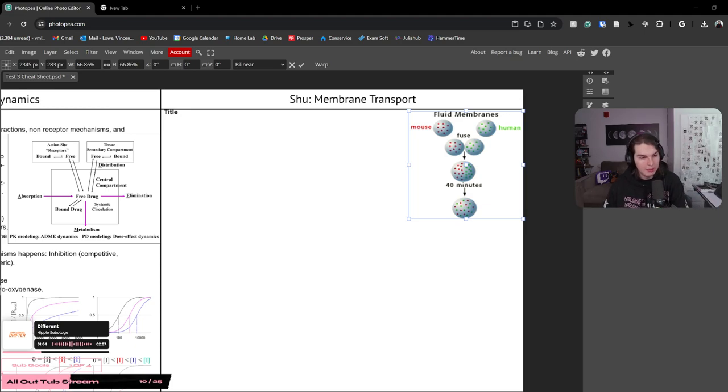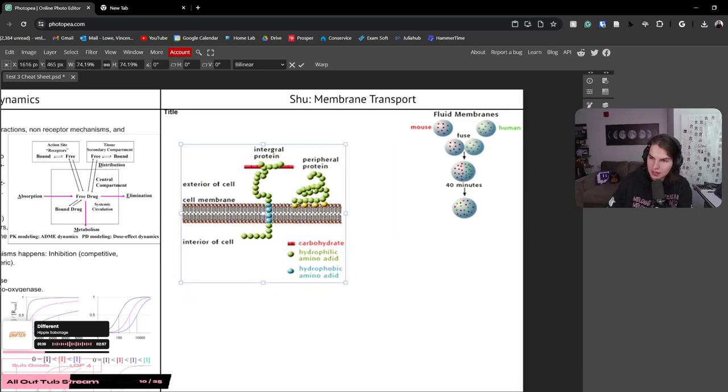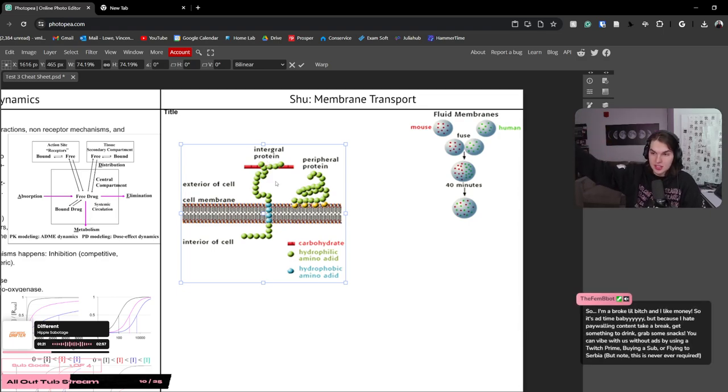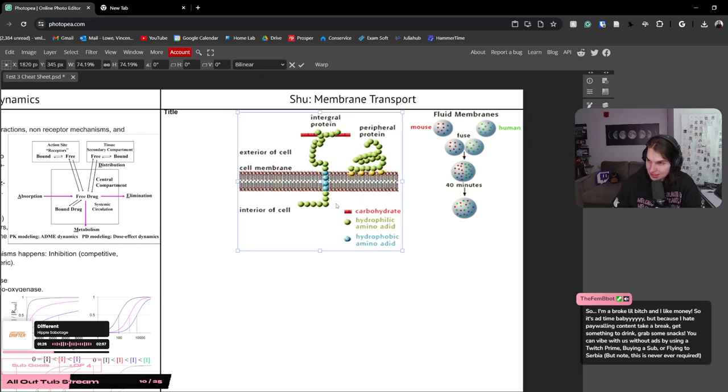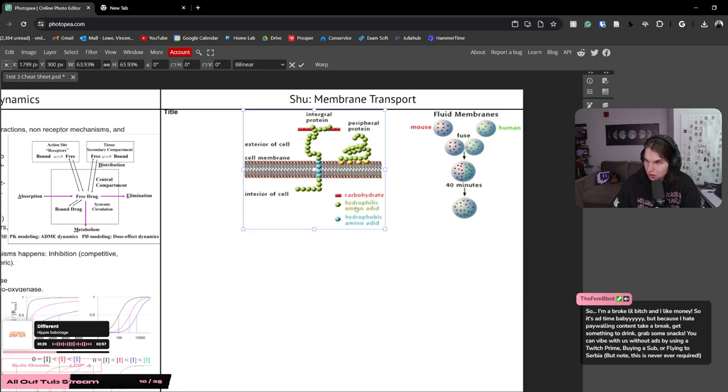So we're going to copy and paste this part over here because it's going to be good for the test, chat. We can see here a cell membrane. We have the exterior part of the cell with our proteins, peripheral proteins, the cell membrane, and the interior. Membrane transport, of course, is transporting those molecules from the exterior of the cell into the cell. So that's what we're going to be talking about for at least this section. And I'm going to have to do some size stuff. There we go.